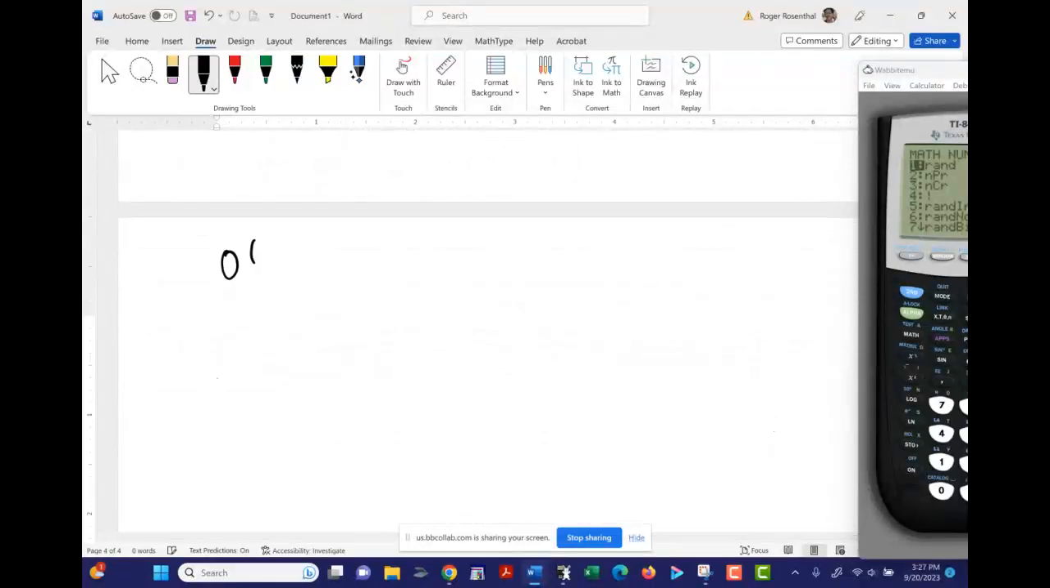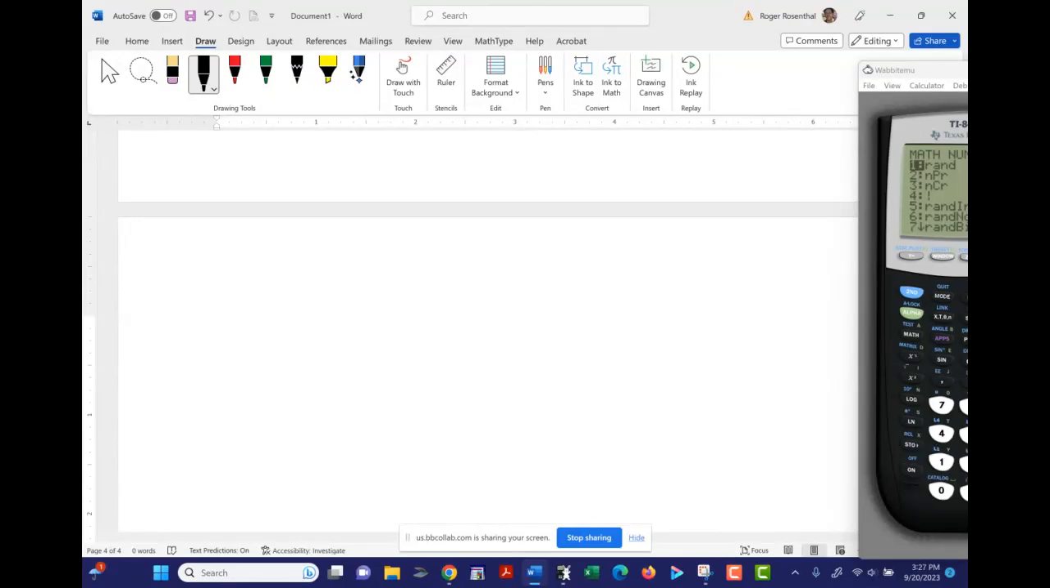Okay, we're going to look at 0 factorial. What we're going to look at is why 0 factorial is equal to 1. Actually, I think I'm going to skip that and just do the other thing.